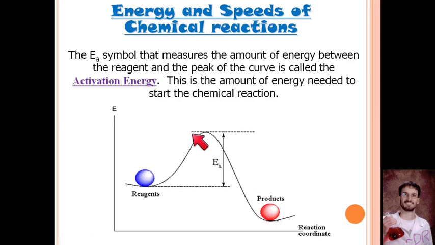So anytime you have this hump up, then you need energy to put in before the chemical reaction can take place. If you don't have a hump, then it's a spontaneous reaction, as we saw with the zinc and the hydrochloric acid. It wouldn't have a hump at all because it would just happen.